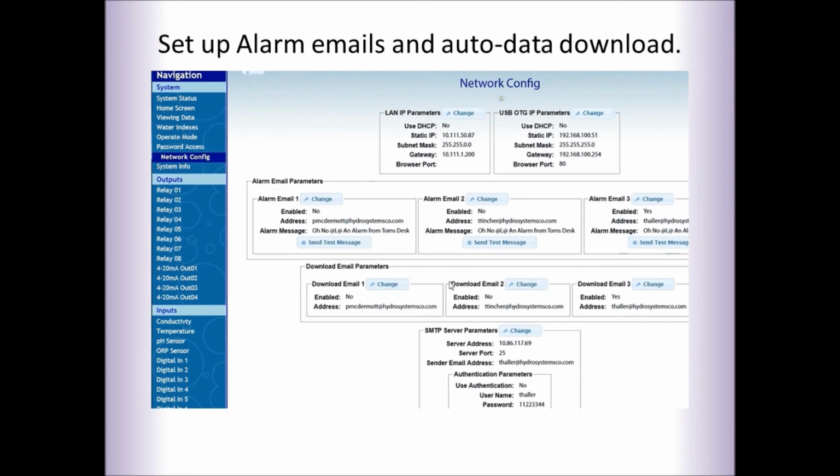We also have a data log that can be downloaded automatically to 3 email addresses. This can be downloaded daily, weekly, monthly, any setting you prefer. And down at the bottom are the SMTP mail server settings that you would get from the IT person at the installation. There are only 3 email addresses that you can define, but it's very easy to set up a group email at the SMTP server level so that more people can get an alarm email or automatically receive data downloads.